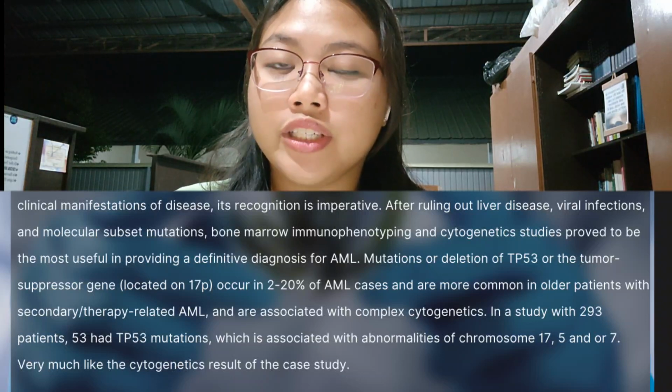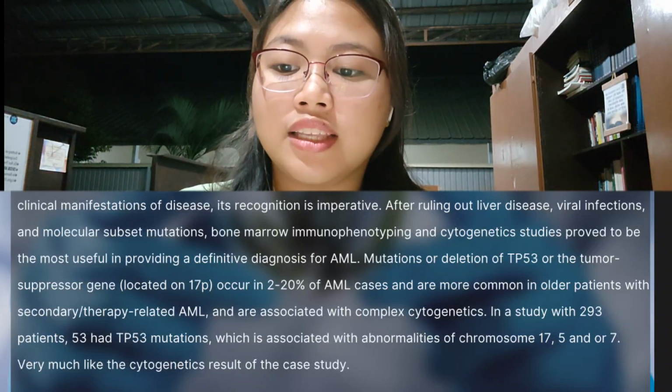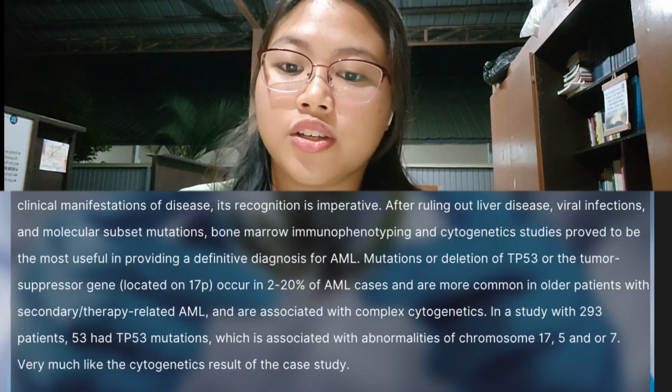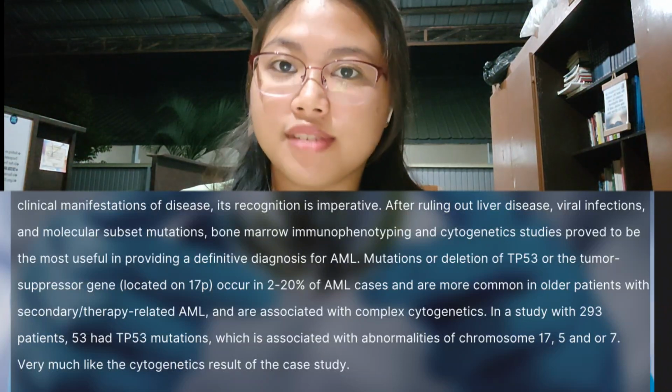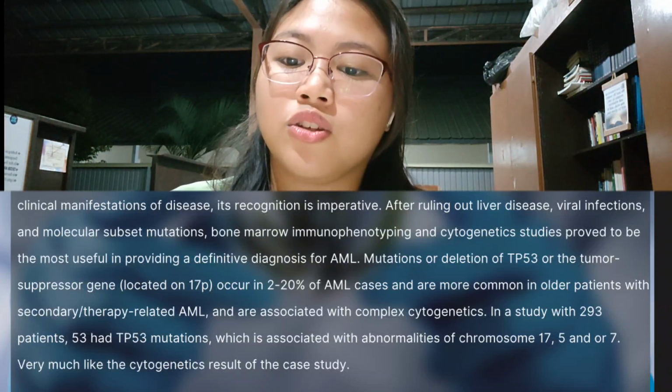In a study of 293 patients, 53 had TP53 mutations, which is associated with abnormalities of chromosome 17, 5, and/or 7, very much like the cytogenetics result of the case study. Treatment process consisted of the 3+7 regimen, which has been the standard of care, which resulted in long-term cures for 30 to 40% among younger AML patients, 40 to 45% of patients between the ages of 50 to 55, and 30 to 35% in AML patients aged past 60.